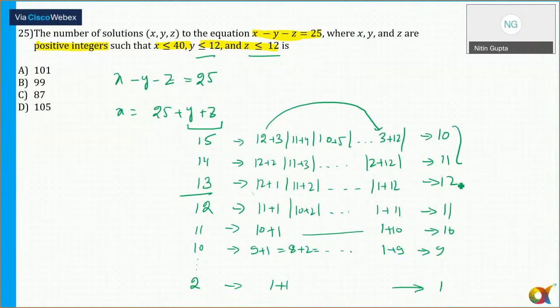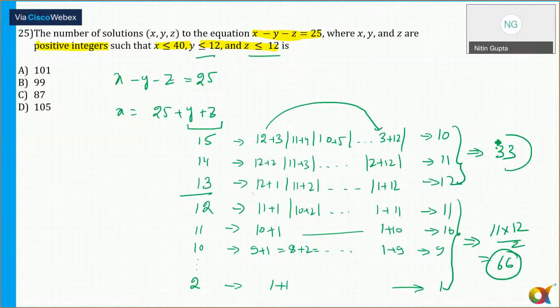So remember, 10 plus 11 plus 12, and then the sum of the first 11 natural numbers. What is 10 plus 11 plus 12? That is equal to 33. And the sum of the first 11 natural numbers, 11 into 12 by 2, is equal to 66. So what is the answer? 33 plus 66, which is equal to 99. And that is option B. So the answer for this question is option B, which is 99.